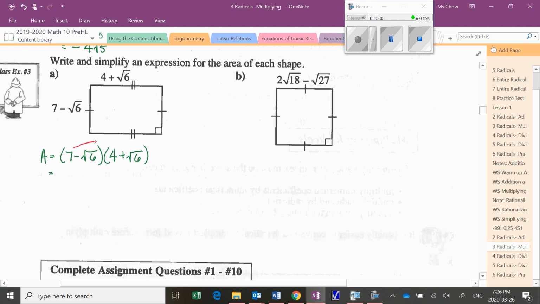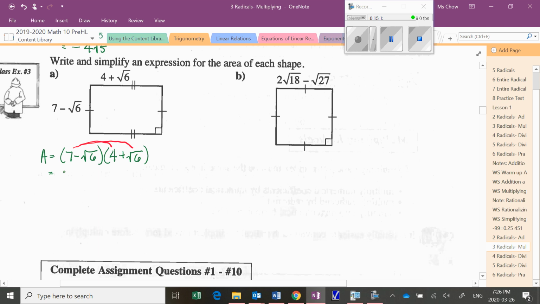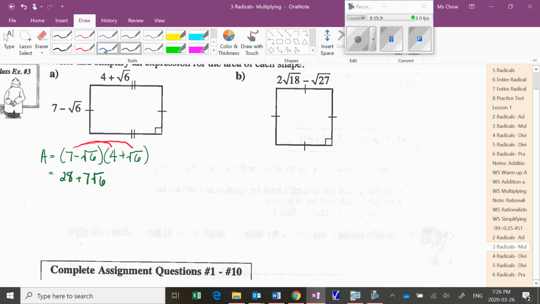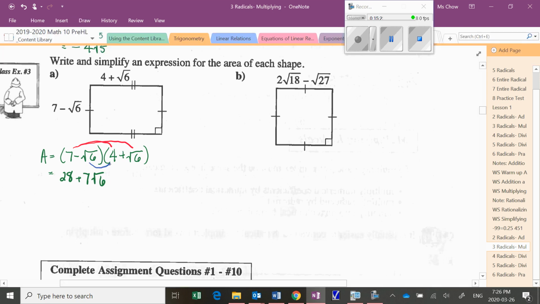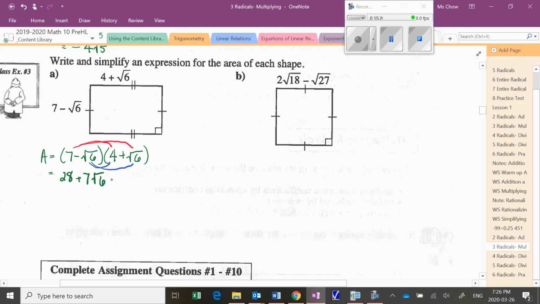So taking a look at that, so we've got first the 7 times the 4, which is of course 28. 7 times root 6 is going to be plus 7 root 6. And then let's go into that inside. So negative root 6 times 4, and then negative root 6 times positive root 6. So negative root 6 times 4 is negative 4 root 6.